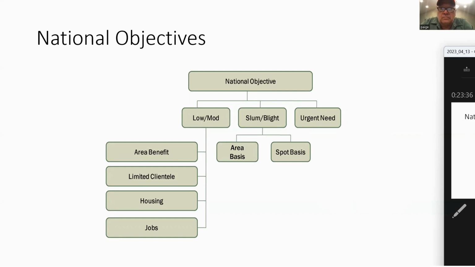How do you fix those up? If you can reduce slum and blight, just buildings that don't look good, that helps quality of life. And then last, urgent need. I kind of translate that as natural disaster.